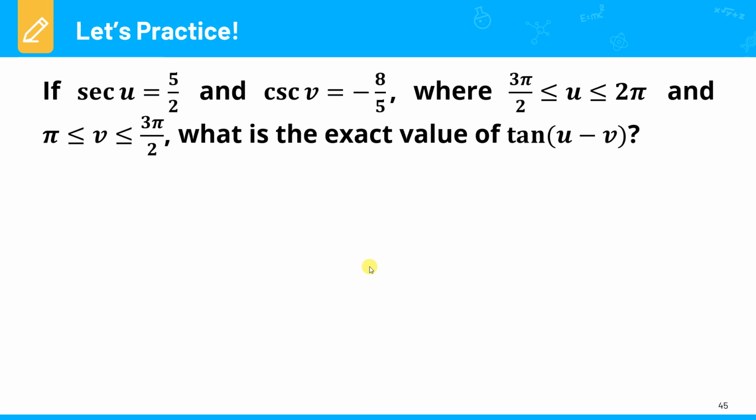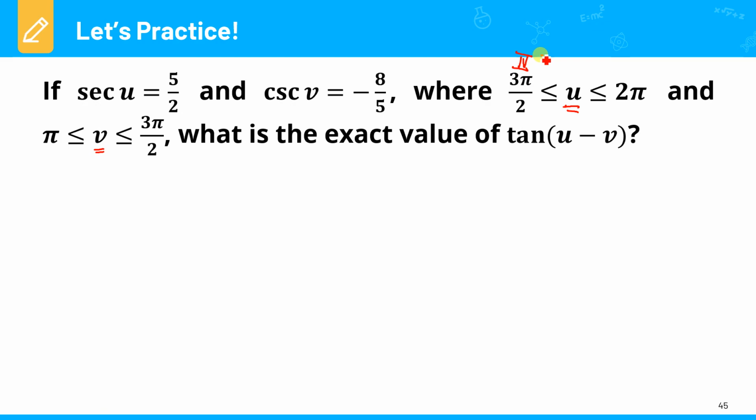Now, the first thing that we have to look into is the properties of our u and our v. Take note that since u is greater than or equal to 3 pi over 2 but less than or equal to 2 pi, it means the angle is in the fourth quadrant. So it is in the fourth quadrant.